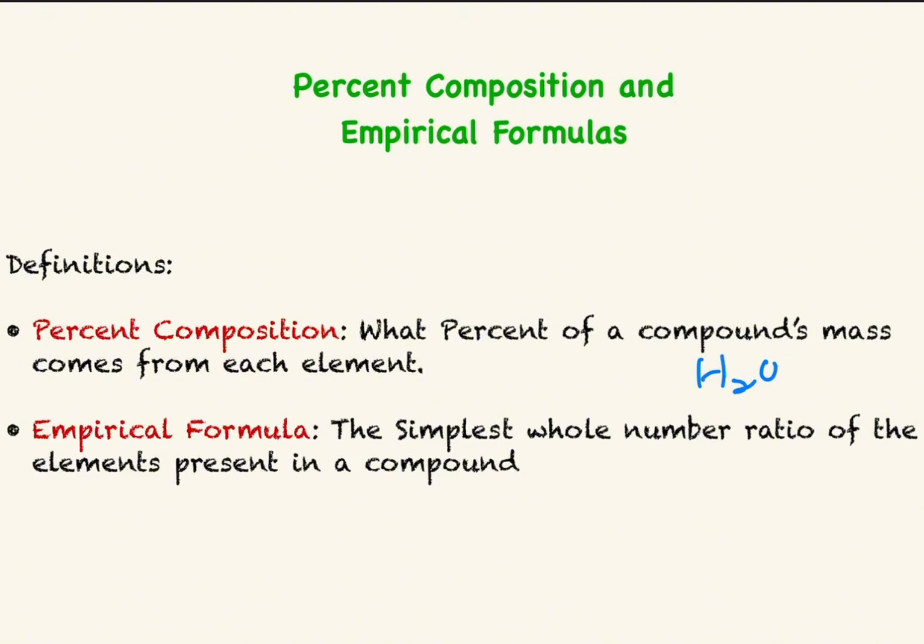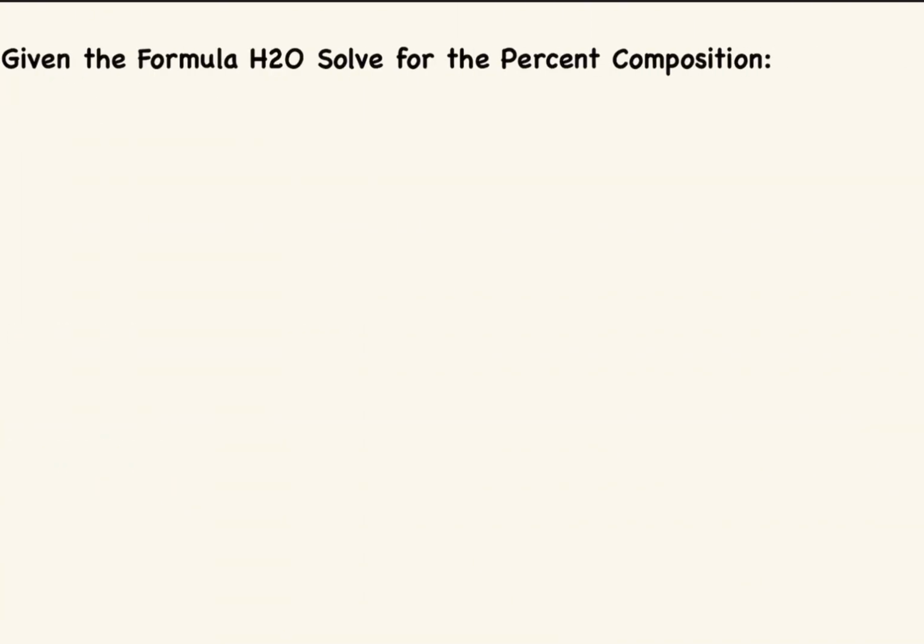And for empirical formula, that would just be the simplest whole number ratio of the elements present in a compound. So literally just H2O. Or you could do glucose, which is C6H12O6, something like that. And then the 6, 12, and 6 are the simplest whole number ratios. All right, now on to some example problems.